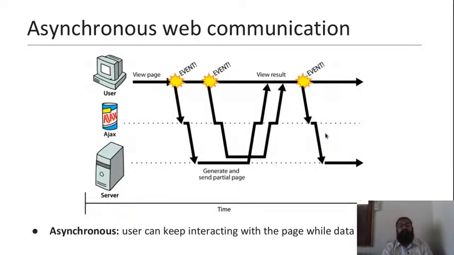Even when another event happens, it sends a request through Ajax. The server does not have to compute the entire page, but needs to send only a part of the page's data back to the user. Using this Ajax, the user will be able to view the results, and this way you have asynchronous web communication. Asynchronous means the user can keep interacting with the page while the data loads.